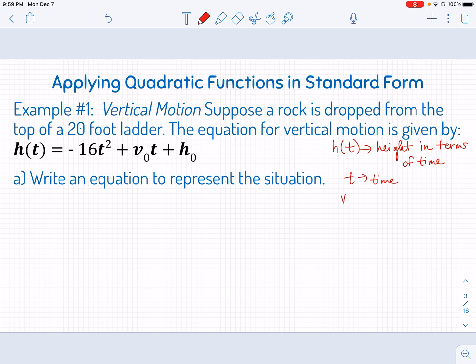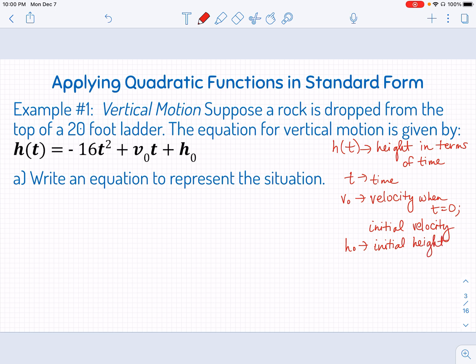And then v sub o is actually v sub 0, and it means what is the velocity when time is 0. An easier way to say that, though, and what you'll normally see in story problems, is initial velocity. What's the velocity to start? And then you have h sub o, which is what's the height when time is 0? Or the most simple way to say it is, what's the initial height? What's the height before the object started moving?